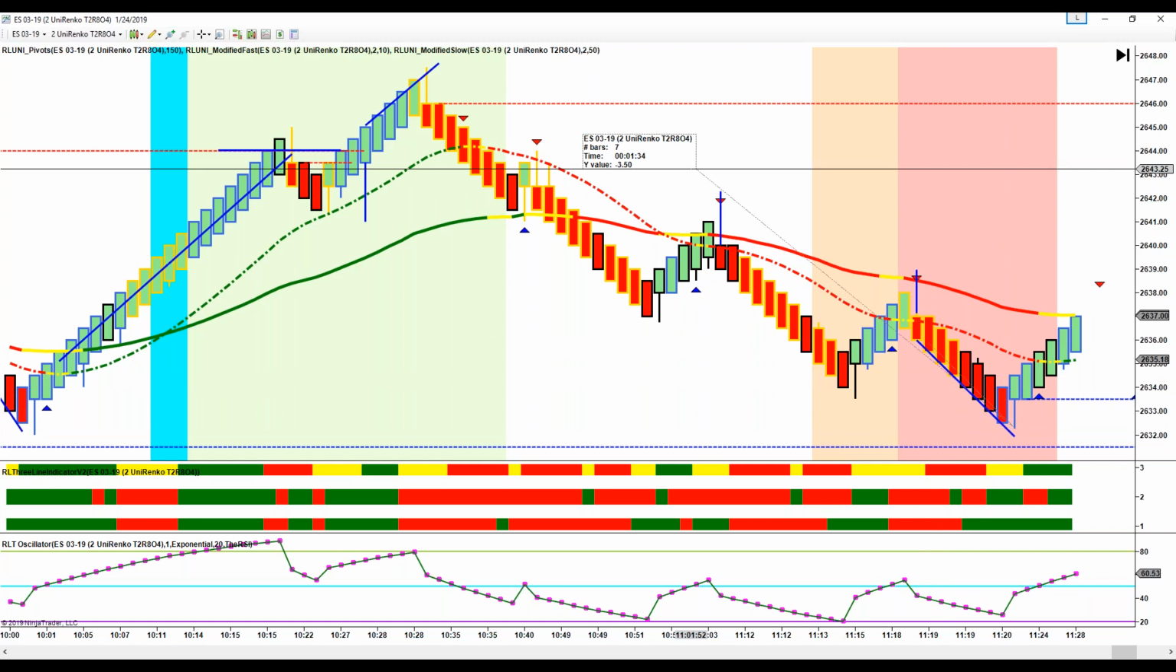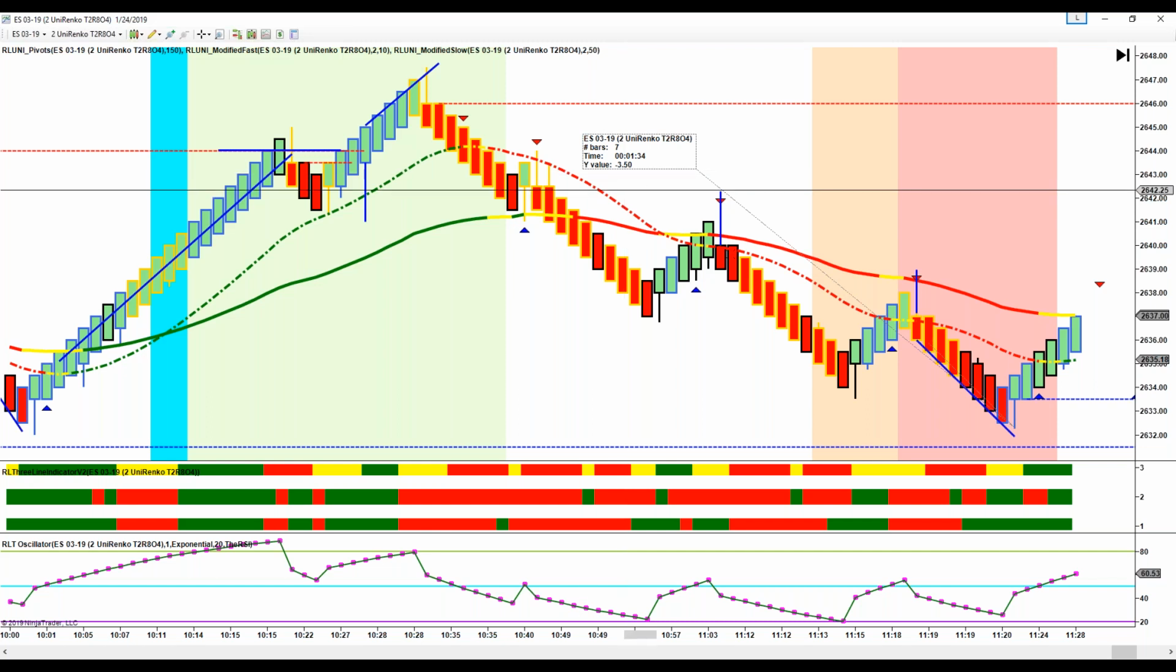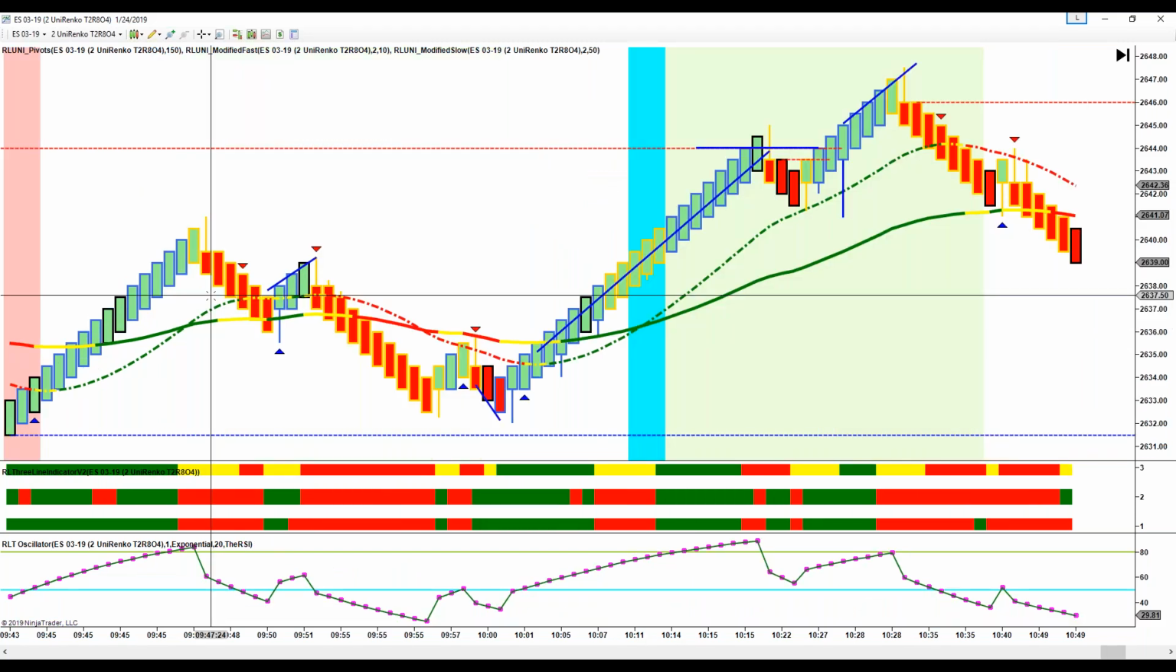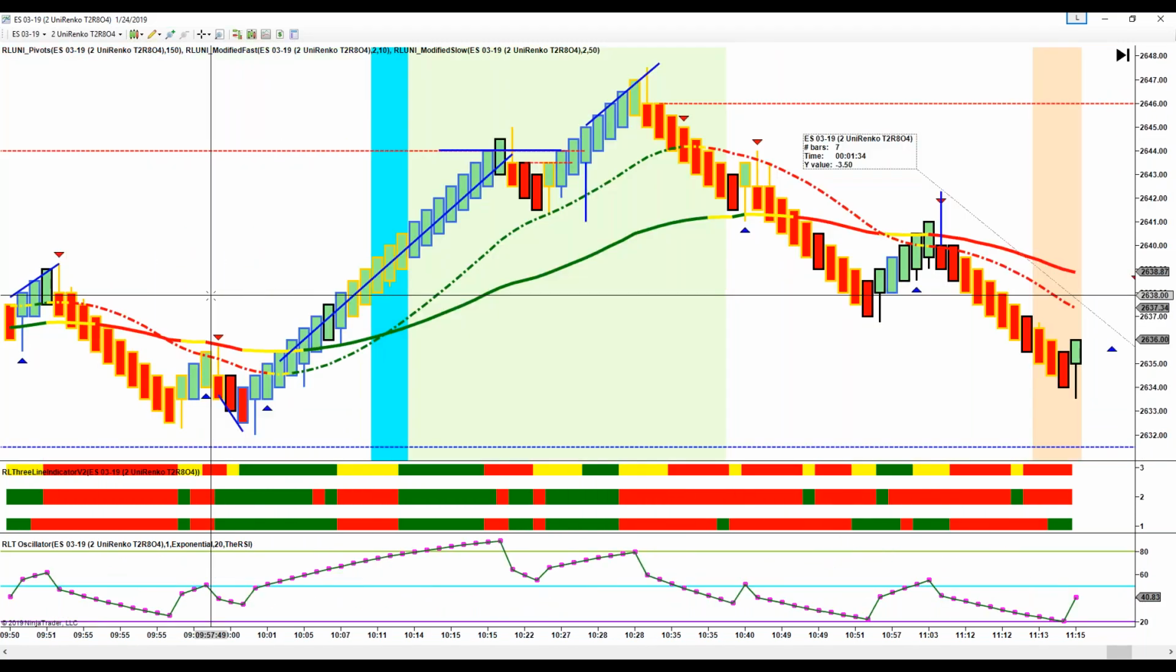And listen, that's not a bad trade. That's 14 ticks. It's 3.5 points. It's a very nice trade. That would have given us a full winner on that trade. And it's just sitting right there. All you had to do, though, was sit on your hands for almost an hour and a half and wait.